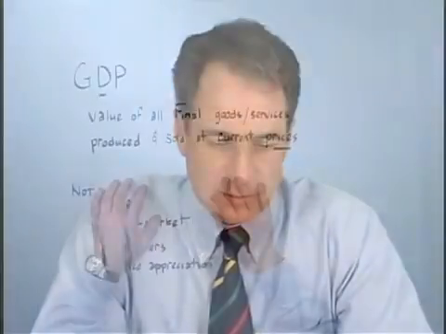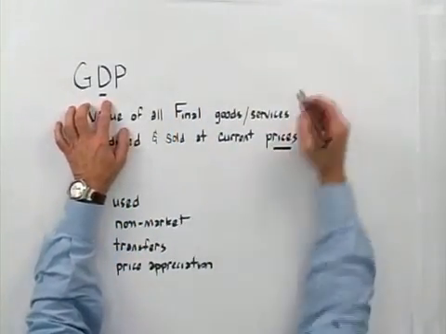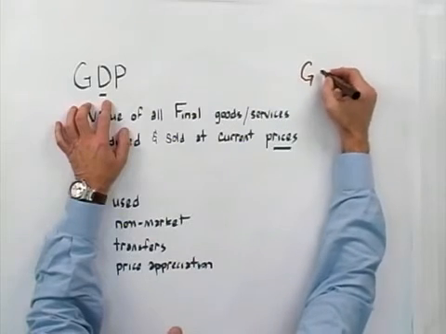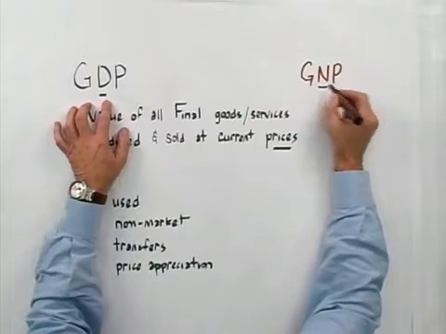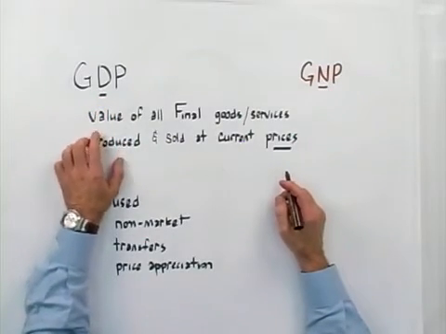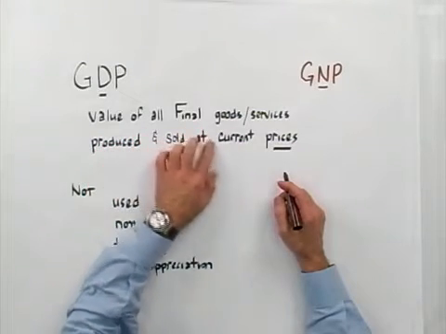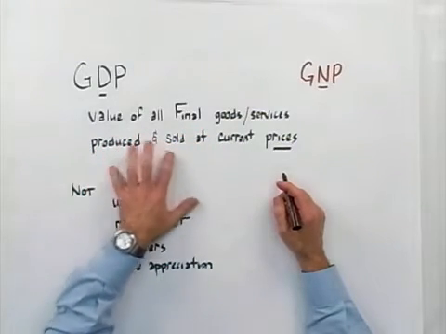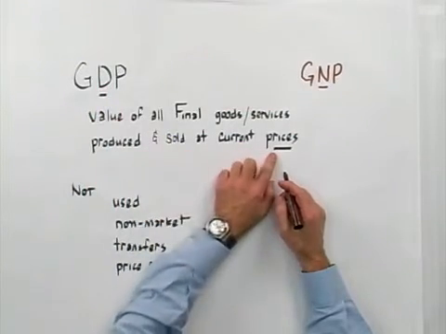It has a precise definition, and I've written it down for you. Gross domestic product: I've underlined domestic to distinguish gross domestic product from a precursor called gross national product. Gross domestic product is the value of all final goods and services produced and sold domestically at current prices.